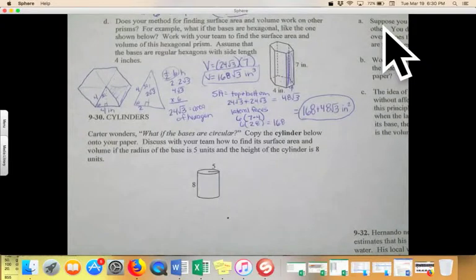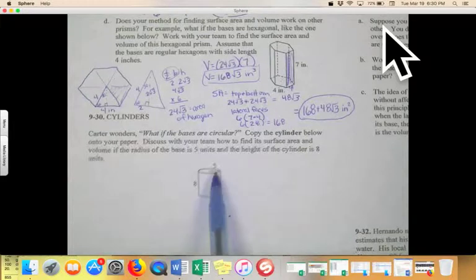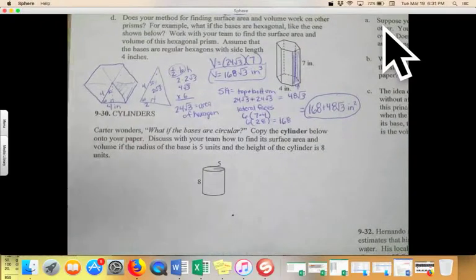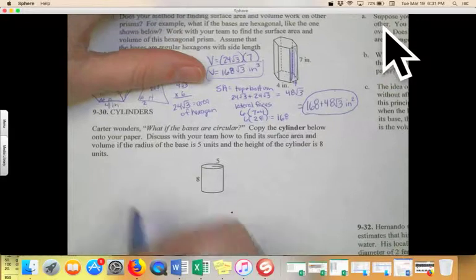So Carter wonders, well, what if the bases are circular? Copy the cylinder below into your paper, which you don't need to do because this is your paper, and discuss with your team how to find its surface area and volume if the radius of the base is 5 units and the height of the cylinder is 8 units. Okay, so surface area and volume.